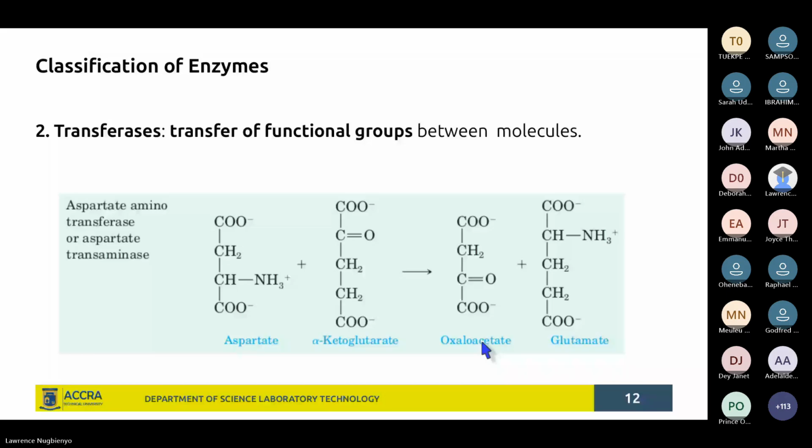oxaloacetate. So what is really happening is an exchange between this amine group in aspartic acid and the double bond O you have in alpha ketoglutarate. You have that exchange between these two groups, and you have oxaloacetate. In place of this amine group, you have a C double bond O, and in glutamate, you now have an amine group there.